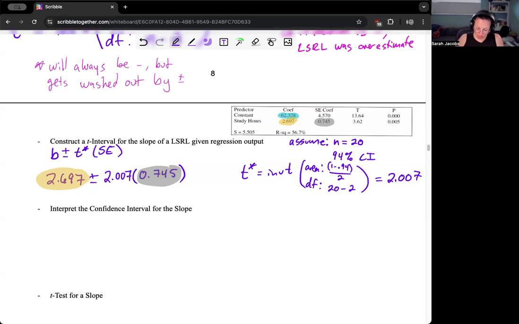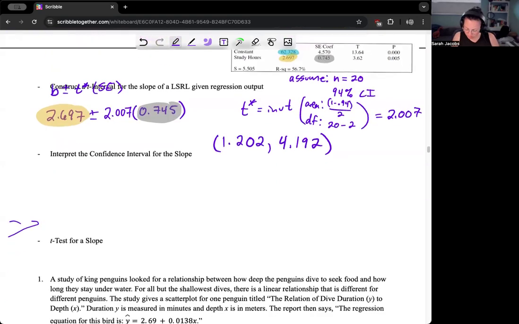And then to actually construct the interval, I have to do the calculation. So 2.697 plus 2.007 times 0.745. I could have done the minus first, actually, to get the low end first. Always do your intervals low to high. So on the low end, we're going to get 1.202. And on the high end, we got 4.192. So there's our interval.